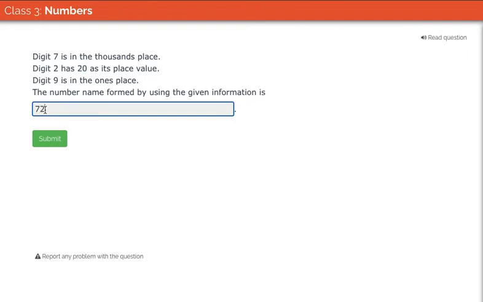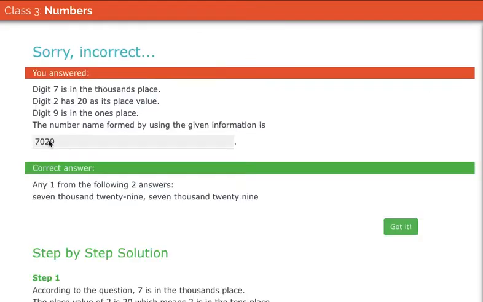And last is 9. Wait a second. It said 1000 and we only have 3 digits. We're missing one place value, which is 100. But they didn't give any information about the hundreds place. So let's just write 0 over there. Great. The number name they are asking... We wrote the number, but they're asking for the number name.